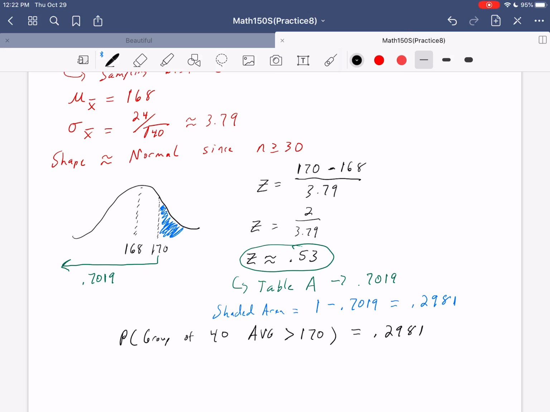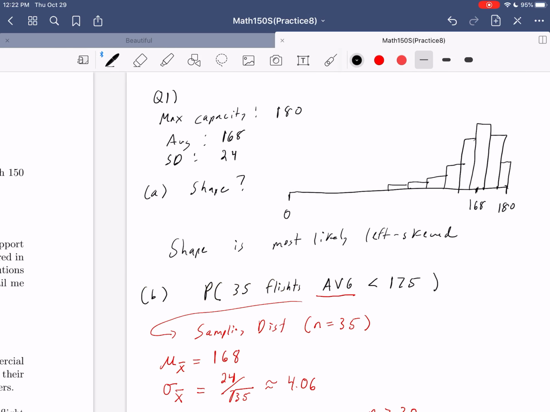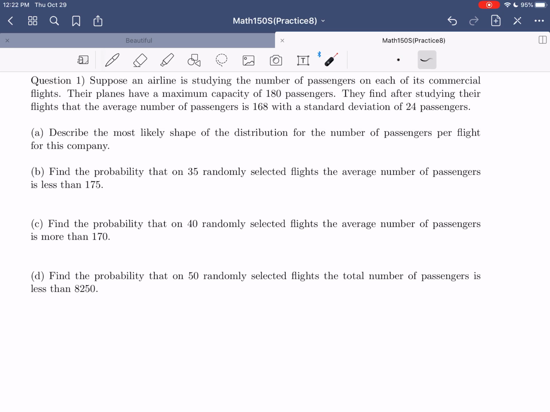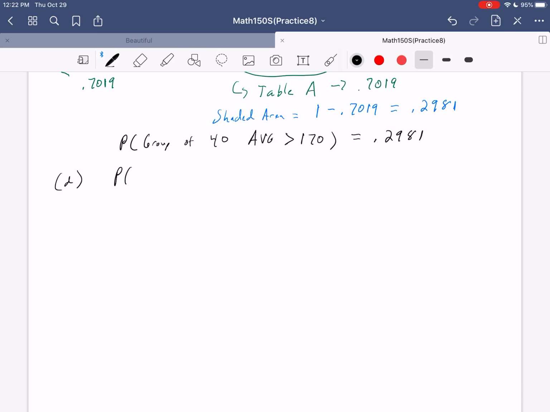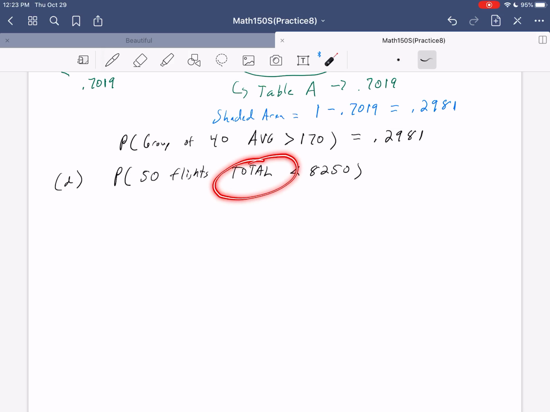All right, well, let's wrap up question 1 by looking at part D here. For part D, we want to find the probability that on 50 randomly selected flights, the total number of passengers is less than 8,250. So let's see how to do that, because language-wise, that does sound a bit different than the other ones we've done so far. So for part D, we want the probability 50 flights have a total less than 8,250. The key word in this one is total.